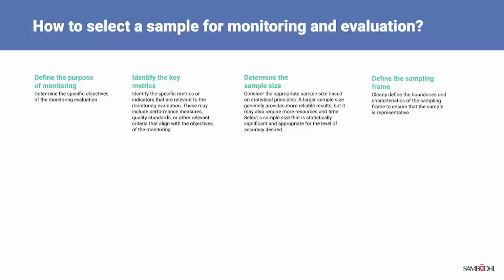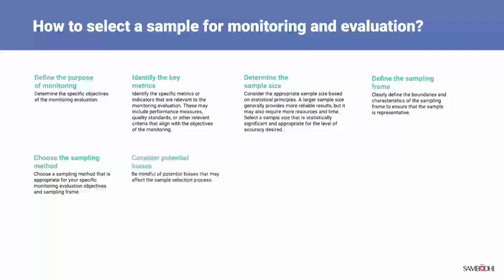Next step is to clearly define the boundaries and characteristics of the sampling frame to ensure that the sample is representative. After determining the sample size, it is crucial to choose a sampling method that is appropriate for your specific monitoring evaluation objectives and sampling frame. Although you have decided on the sampling method and size, you have to be mindful of potential biases that may affect the sample selection process.